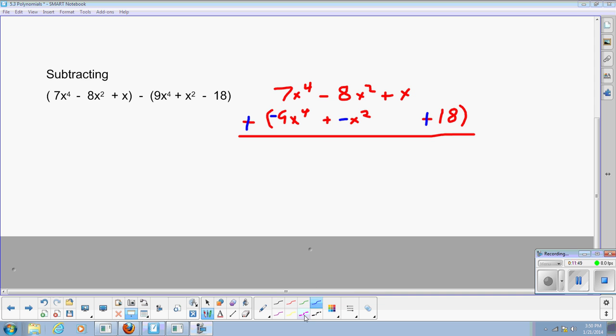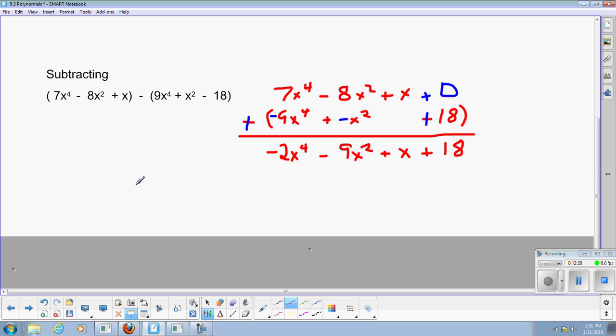Now that I've done the same, change, change, I can do my addition. 7 plus negative 9, negative 2x to the fourth. Negative 8 plus negative 1 x squared, we have minus 9x squared. X plus 0 will be x. Since I have nothing above the 18, I need to remember that that is like a plus 0 sitting there. So I then have 0 plus 18, and I have plus 18 as an answer. And at this point, I'm done. There will be no like terms to combine.